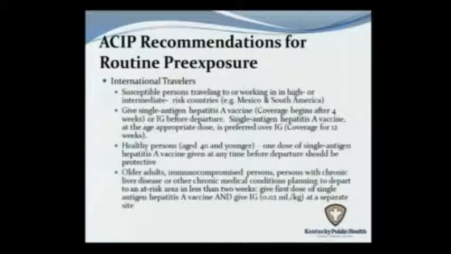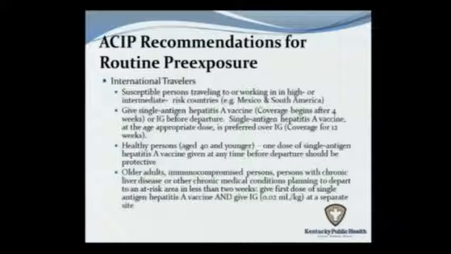And of course, for international travelers, it is recommended that they get pre-exposure prophylaxis. Susceptible persons traveling to or working in high or intermediate risk countries should receive pre-exposure prophylaxis. Give a single antigen HAV vaccine or IG before departure. Single antigen HAV vaccine at the age-appropriate dose is preferred over IG, because with IG the immunity will wane over time, whereas the vaccine will confer longer immunity. Healthy persons aged 40 and younger can get a dose of single antigen HAV vaccine at any time before departure. It should be effective.